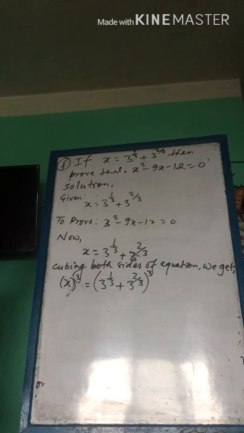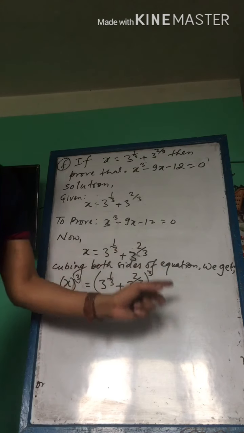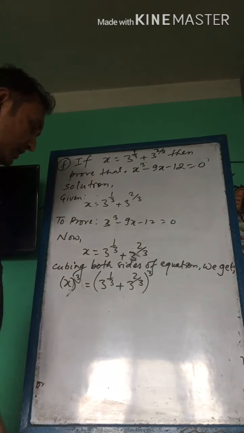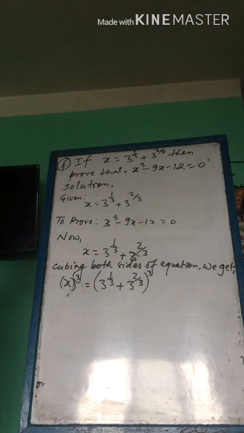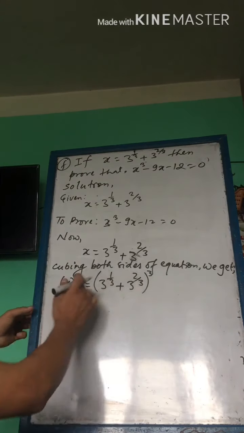Can you cube both sides of the equation? Why do we have to cube? Because we need x cube, so we have to cube this side. If we cube this side, that side should also be cubed. Yes or no? That is a rule of equations. Okay, now let us simplify both sides of the equation.